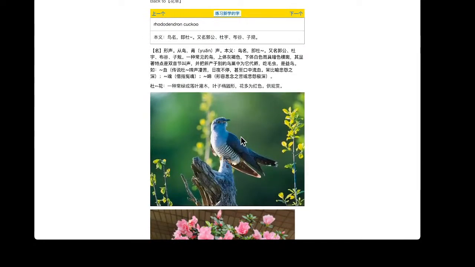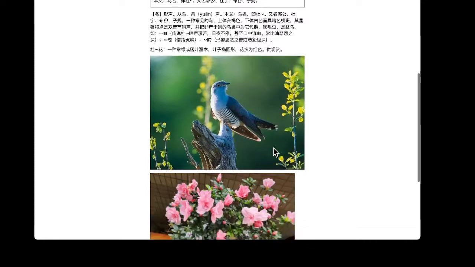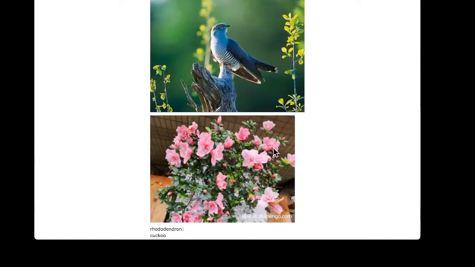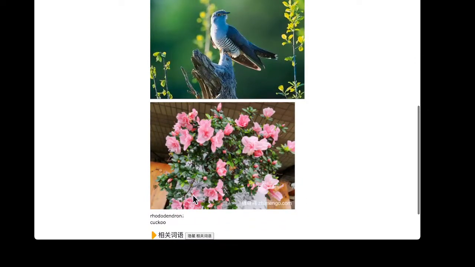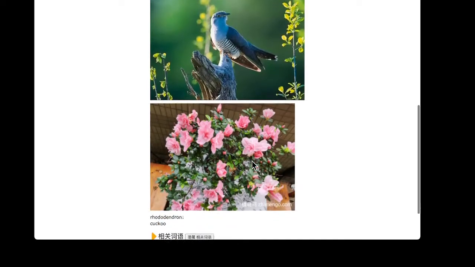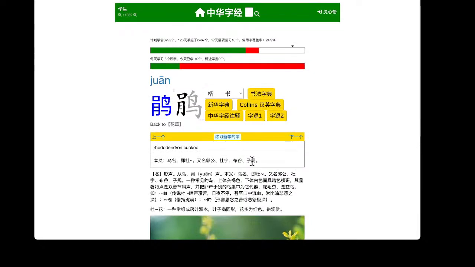So this is 杜鹃, and it also refers to a type of flower. This is the flower, the rhododendron. In Chinese it's called 杜鹃, and it has a very bright red color, very pretty, and when they bloom it's massive. It's very nice. So it's called 杜鹃.